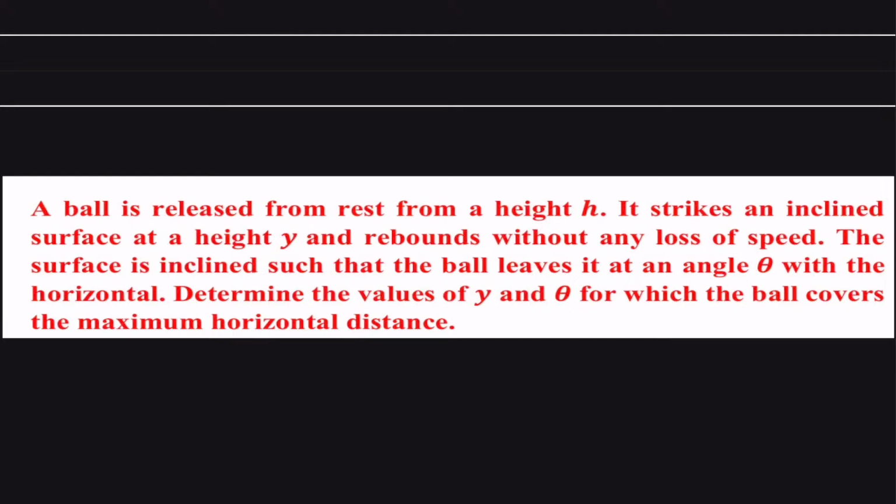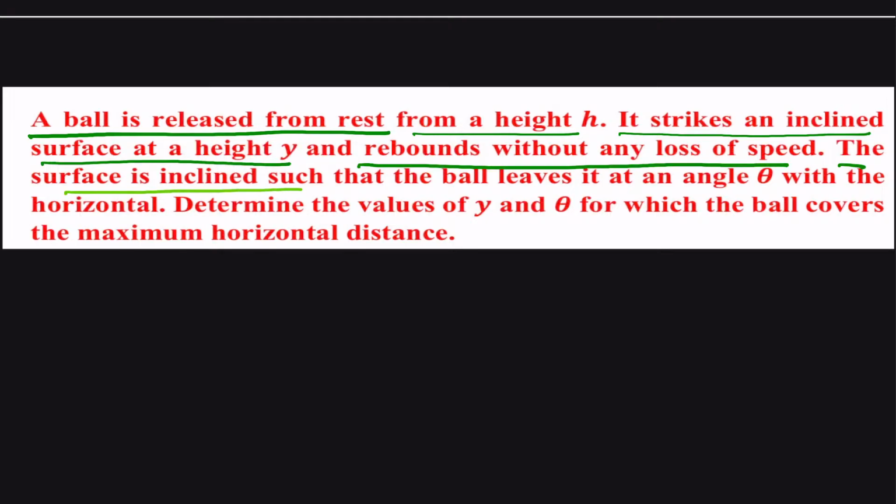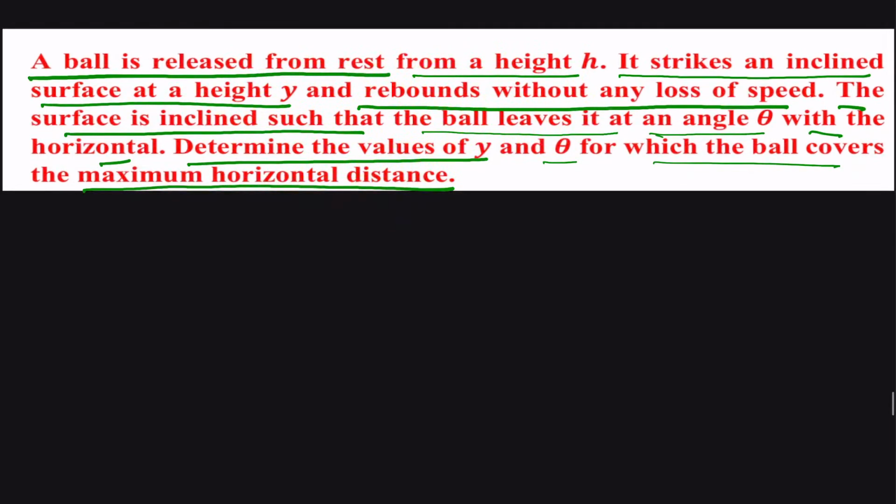So this question states that a ball is released from rest from the height h. It strikes an inclined surface at a height y and rebounds without any loss of speed. The surface is inclined such that the ball leaves it at an angle theta with the horizontal. Determine the value of y and theta for which the ball covers the maximum horizontal distance. This is the same question as the second one, but the only difference is that in this case the ball is dropped. In the second question the ball was projected as a projectile. So this is the major difference between the two, but the basic formula is going to remain the same.